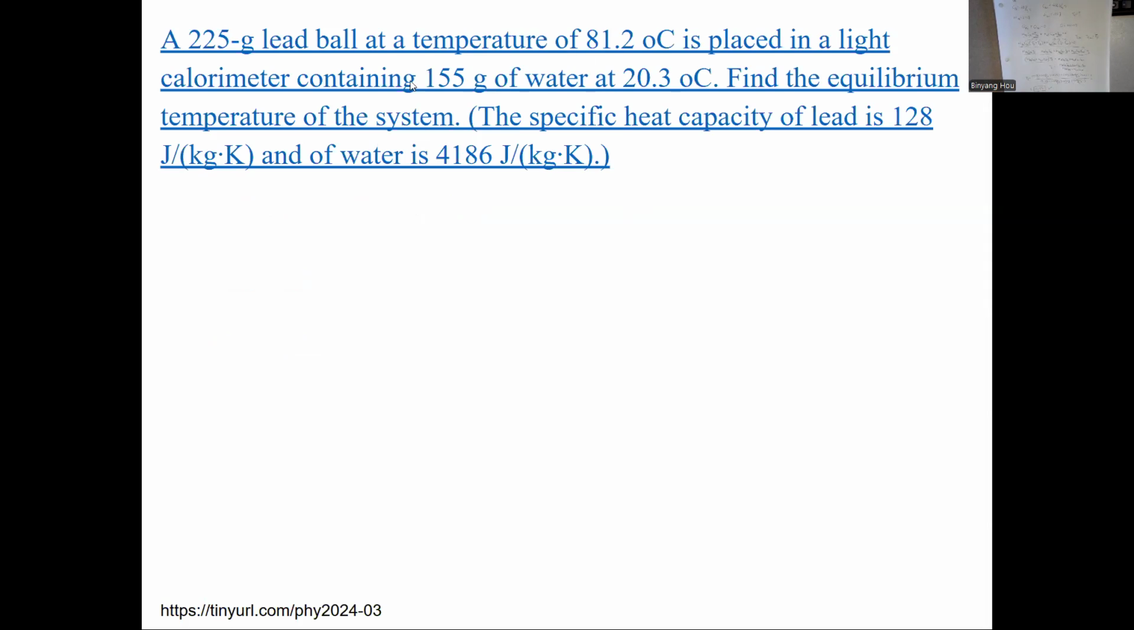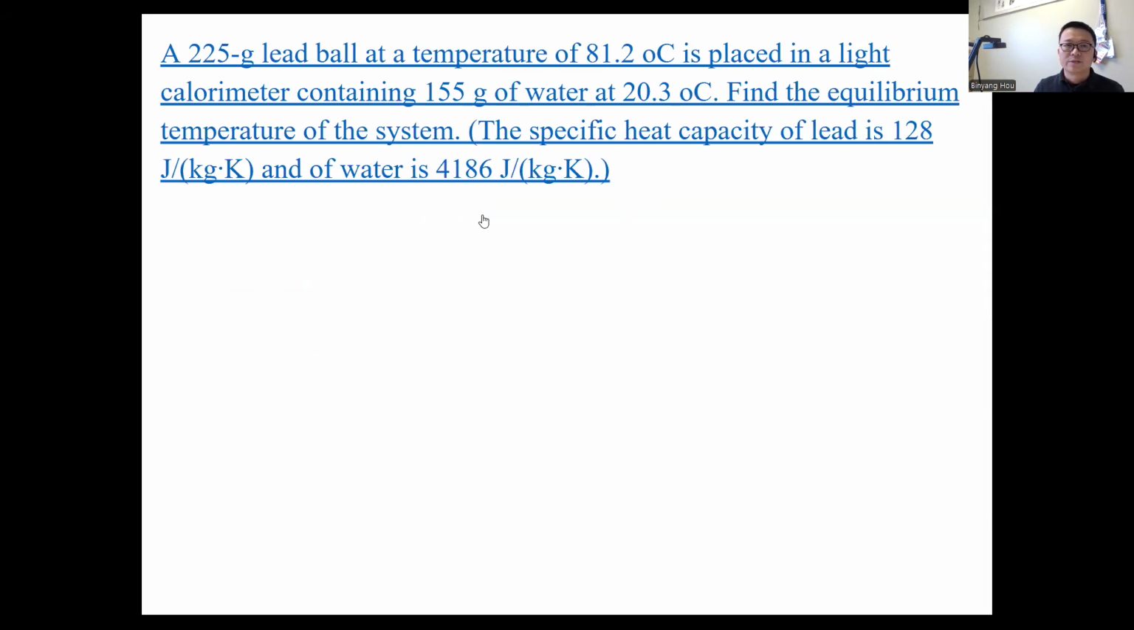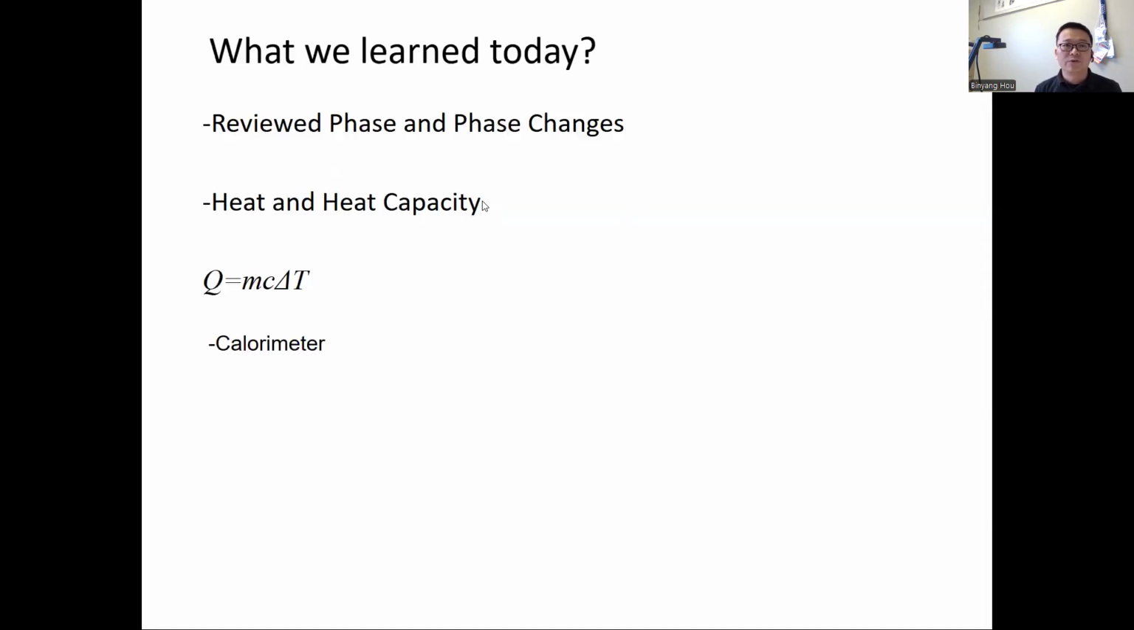All right, so that'll be about it for today, but let me just quickly summarize what we learned today. So we have reviewed phase and phase changes, those concepts, and we looked at heat and heat capacity. So basically, if heat is added or taken away from an object, then there should be a temperature change, okay? And an application of it is the calorimeter, which you can use to either find the final temperature of the system, or you can identify the unknown substance by solving for the heat capacity and then looking up that substance.